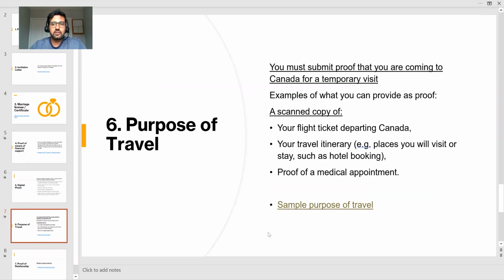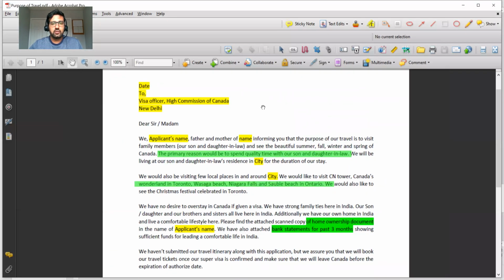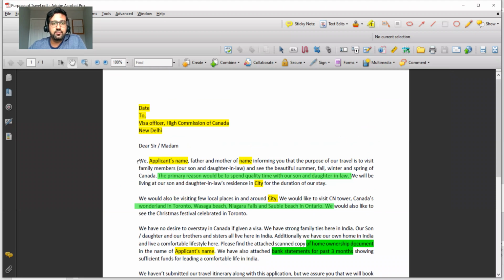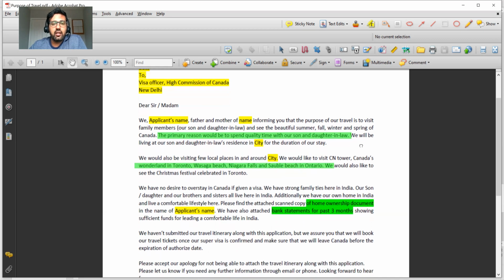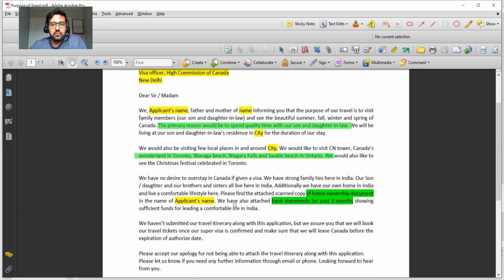Purpose of travel. So these documents need to be submitted by parents to state what the purpose of travel in Canada is. Let me share the sample with you. Over here, you can mention the applicant's name, father and mother name, informing you of the purpose of travel. The primary reason you can specify is to unite with the family, to spend quality time with our son and daughter-in-law, and also to visit major attractions in Canada near your city. So this serves as the purpose of travel, two things.